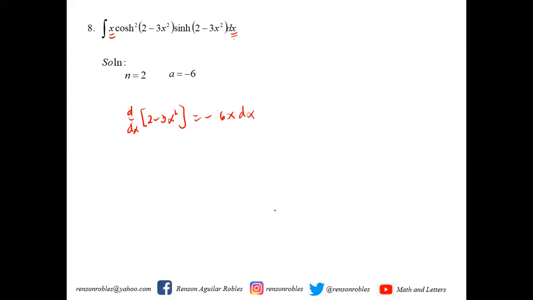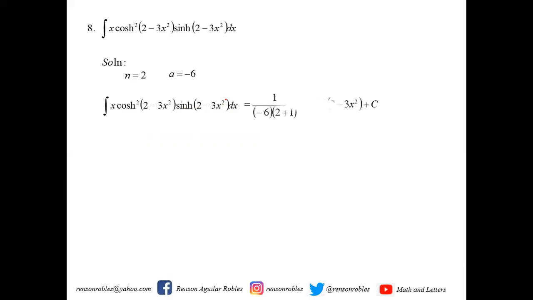Therefore, you can now say that the integral of x hyperbolic cosine squared of 2 minus 3x^2 times sinh(2 minus 3x^2) dx is equal to 1 over a times n plus 1, then hyperbolic cosine raised to 2 plus 1 of 2 minus 3x^2 plus c. Simplifying, this 2 plus 1 is 3 times negative 6 is negative 18. That's negative 1 over 18 cosh^3(2 minus 3x^2) plus c.